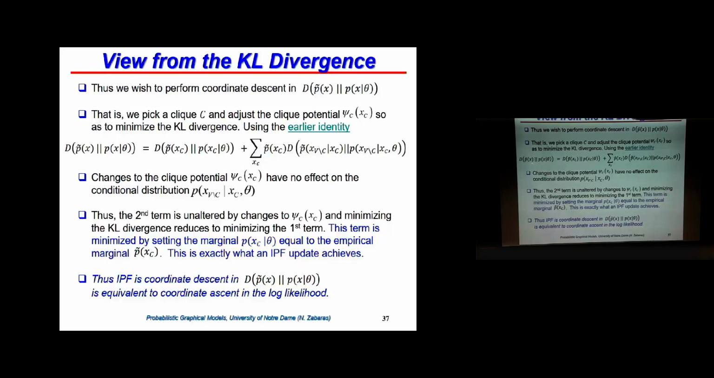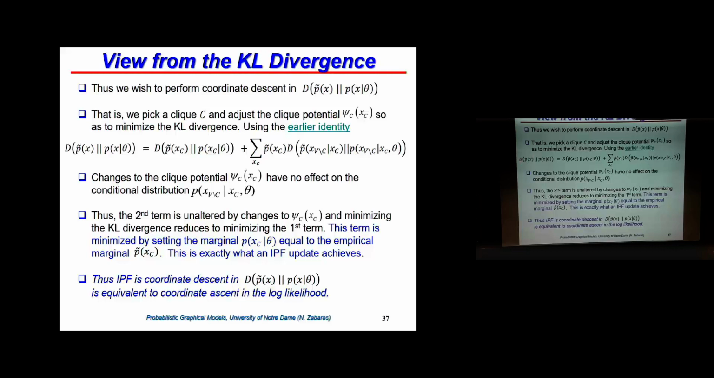And here is how this KL distance manifests itself in our problem. To minimize the distance between the model and the empirical distribution, we write this distance as the distance between the marginals, and I'm using the marginals of clique C between the model and the empirical, and then I have this average that involves the conditionals of all the other variables given xC.